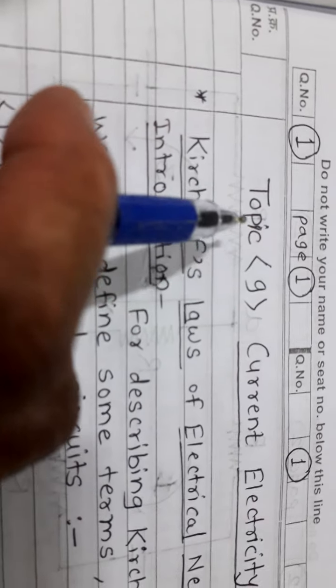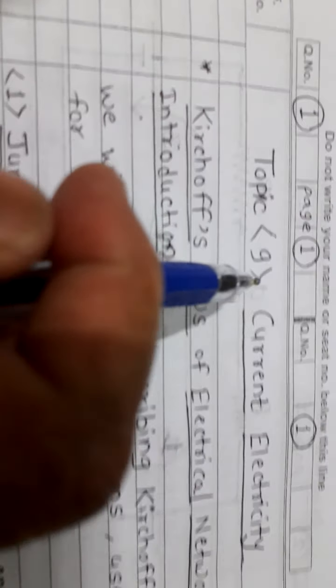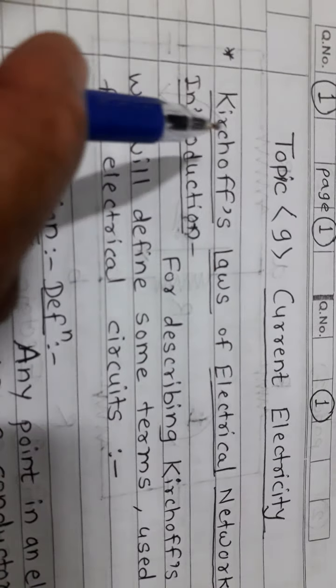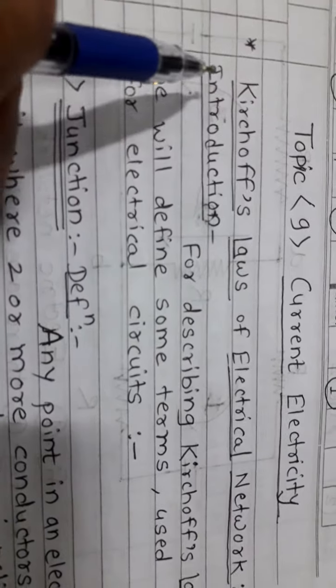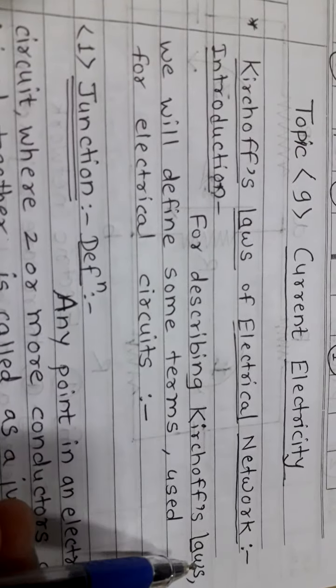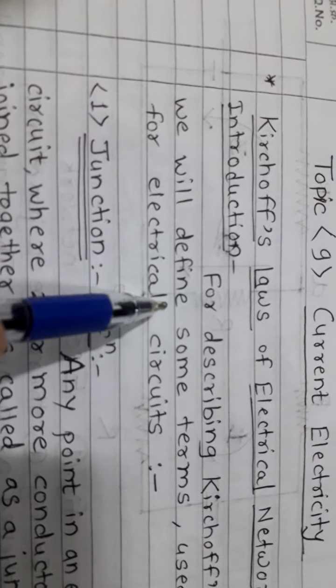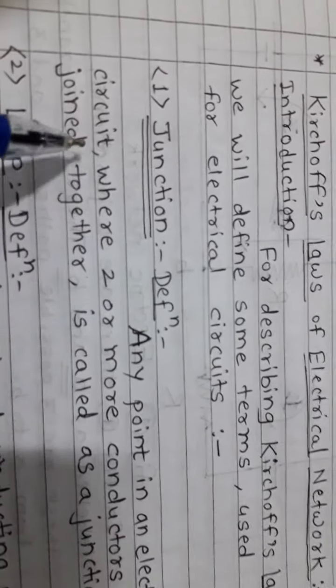Dear students, today we are discussing topic number 9, current electricity. First, Kirchhoff's laws of electrical network. See here introduction. For describing Kirchhoff's laws, we will define some terms used for electrical circuits.